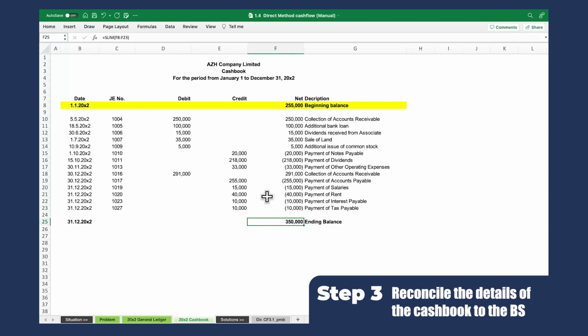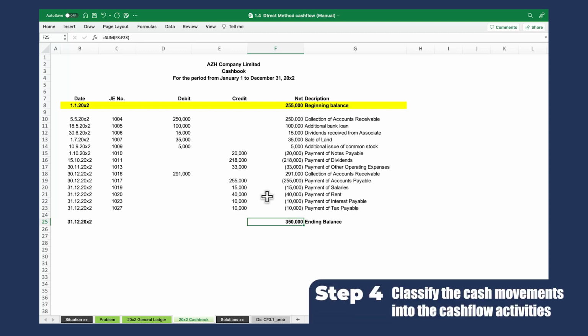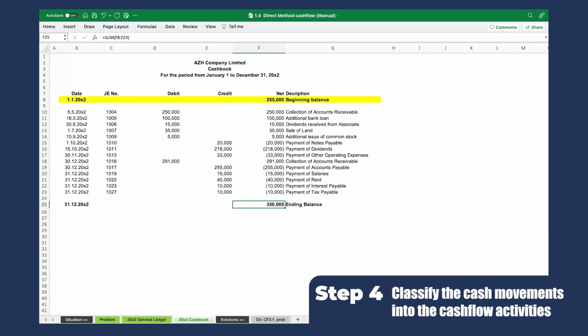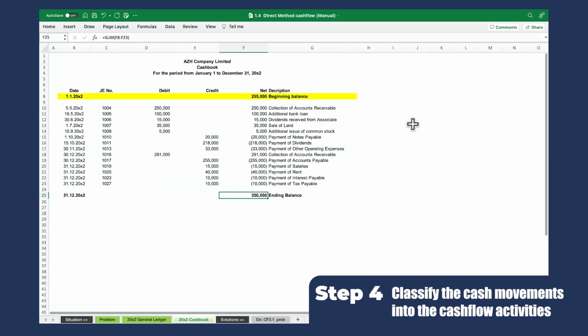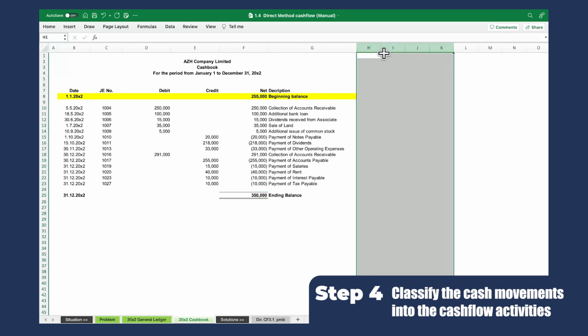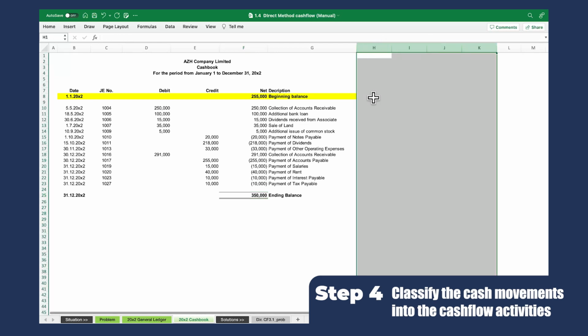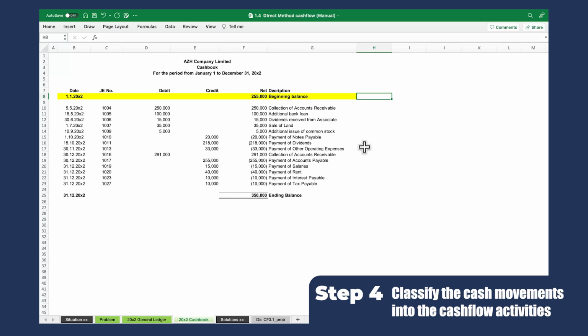Once you are comfortable that the cash book is complete and you have all the details that you need to complete the cash flow, we can proceed to the fourth step. The fourth step is the more exciting, more analytical part of the cash flow preparation using this method, the manual direct method. What we have to do is to classify each and every row of the cash movements in our cash book or bank statement as to the different type of activity.